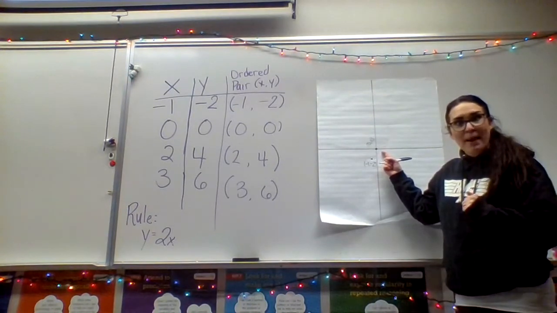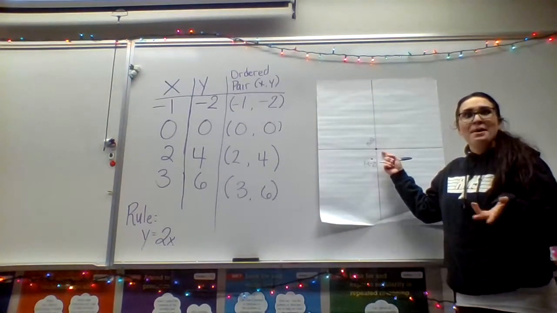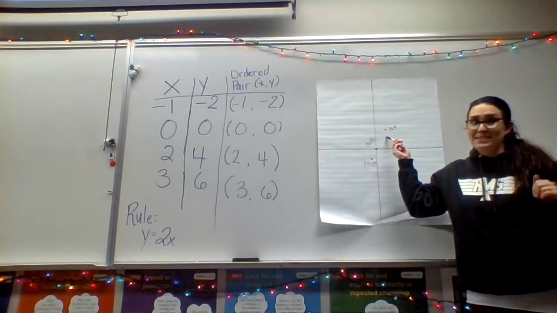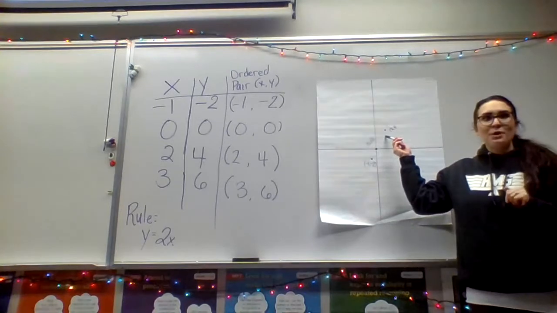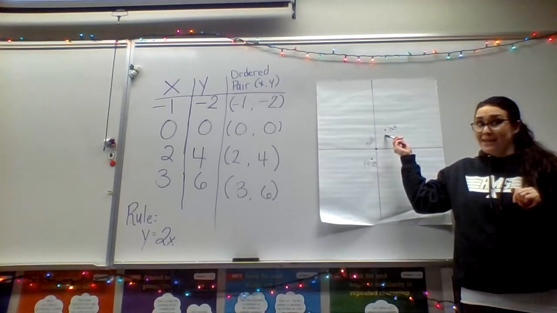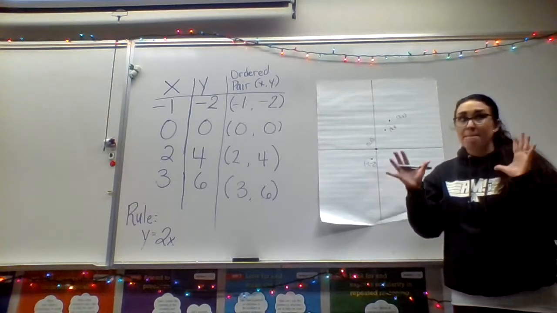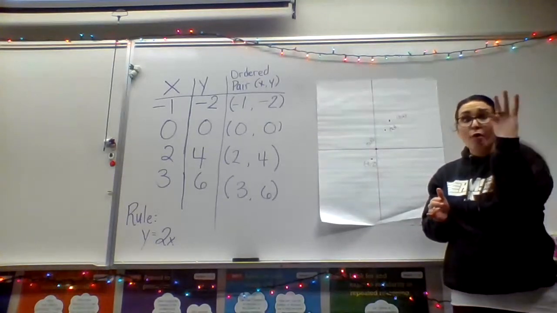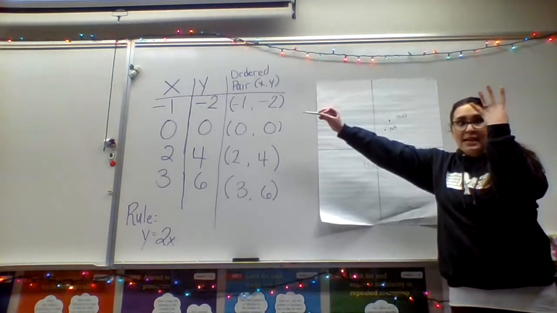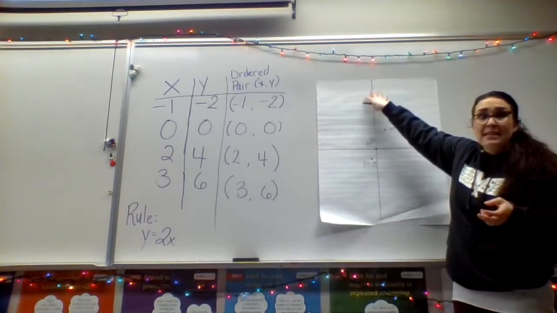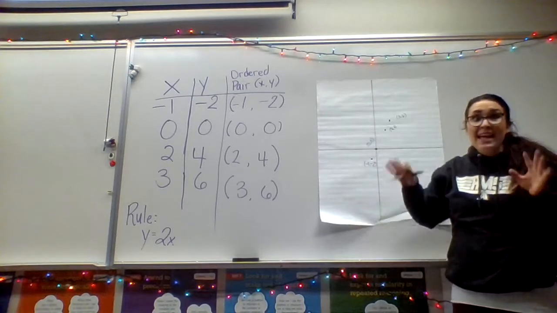All right, our next ordered pair, +2, +4. So right there, that was our next point, +2, +4. And our last one, my friends, is +3, +6. All right, my friends. Again, I know this is kind of tiny, but what we did was we had 4 points: -1, -2; 0, 0; 2, 4; and 3, 6. And I just plotted them on my coordinate grid.